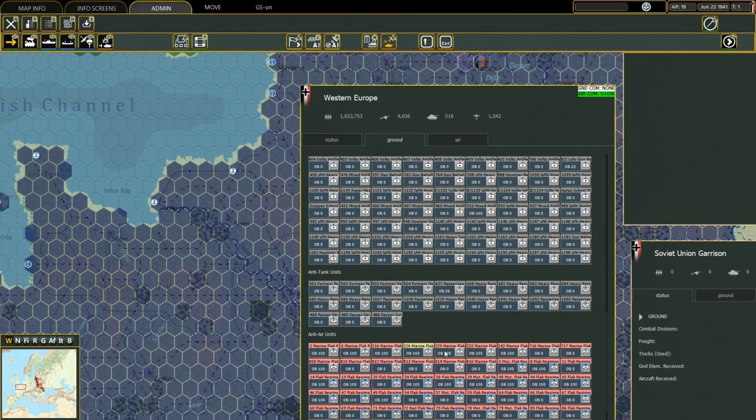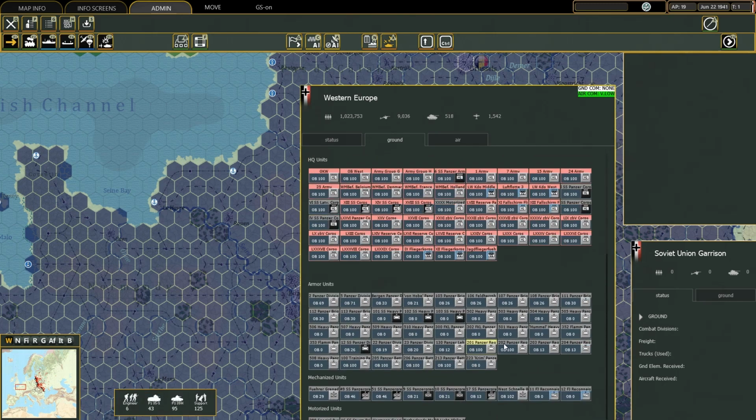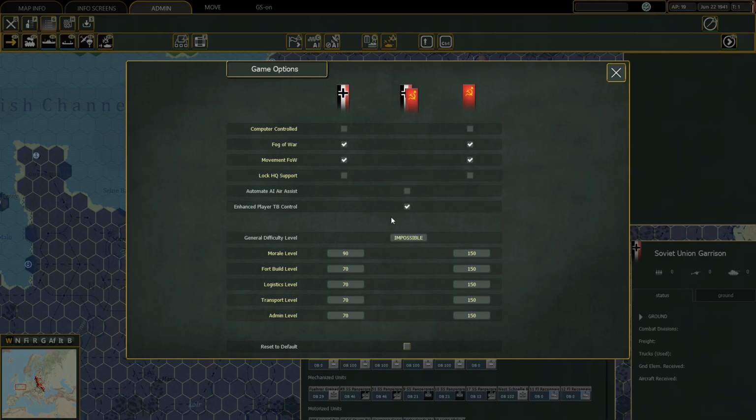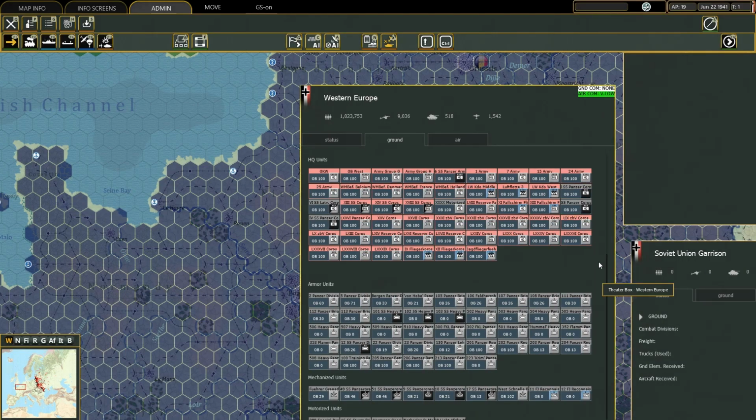And you see that some units do have this pink color on the name and also around it. These are the units classified as locked. A locked unit cannot be moved from the theater box, even if the player does have the enhanced player theater box control. These are historically units that never ever went on the Eastern Front, like for instance the famous German 7th Army, which is the one that faced the Normandy landings in 1944.